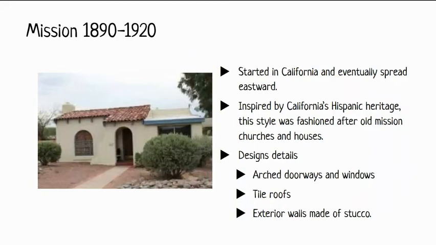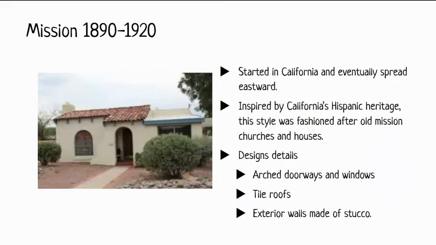And the last style that we're going to look at is the mission style. This is around 1890 to 1920. This was really popular. You still see some modern takes on this throughout different areas. Unfortunately, in a lot of the areas in which we live, a lot of our homes are being bought out by larger building companies, so all the homes tend to look very, very similar.